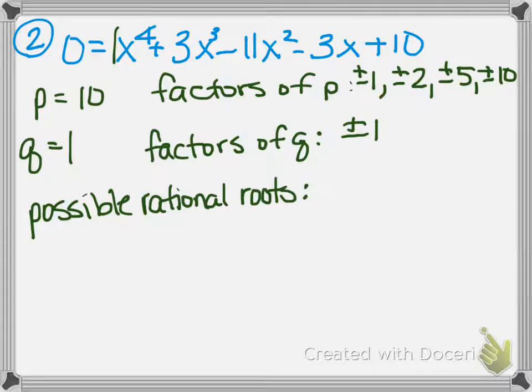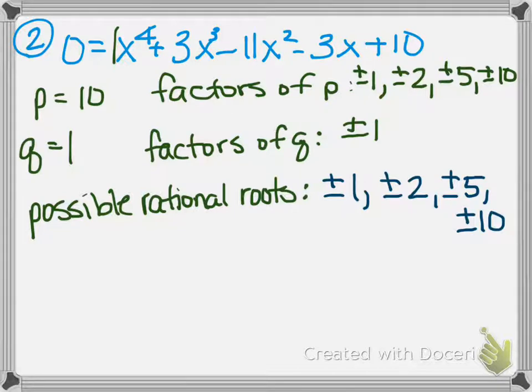All it is p divided by q, right? So all of these p's, 1, 2, 5, and 10, are all going to be divided by 1. And what happens when we divide by 1? We just get the numerator. So it's positive or negative 1, positive or negative 2, positive or negative 5, and positive or negative 10. And those are our possible rational roots.